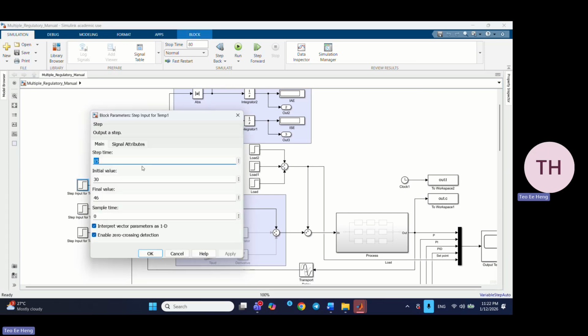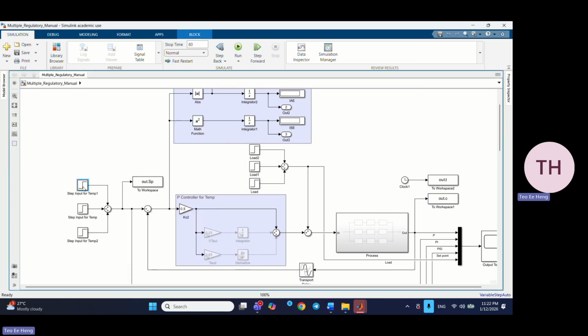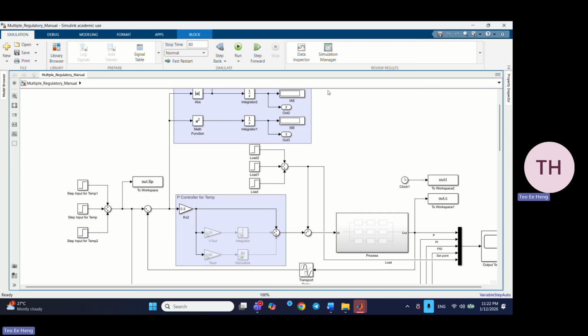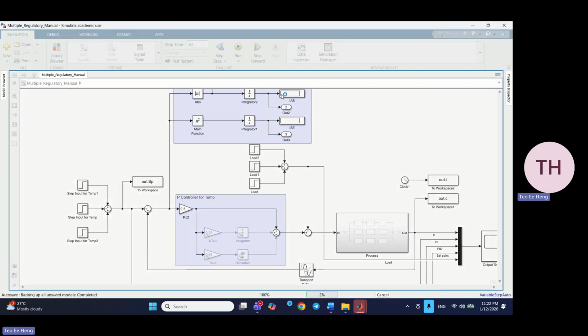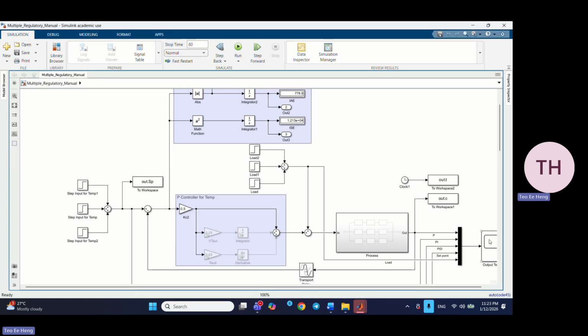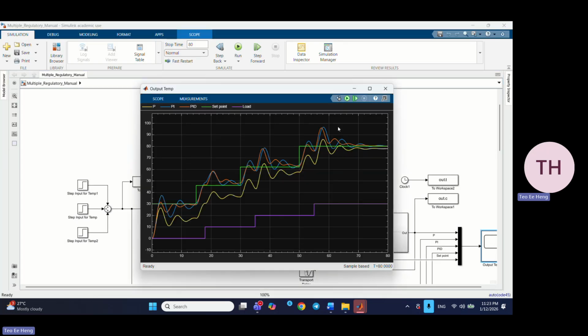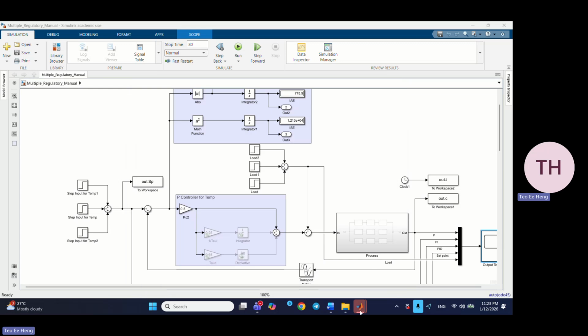Then the same input is applied here for the multiple set points. And after we run the Simulink, we can get the response curve like this. Okay.